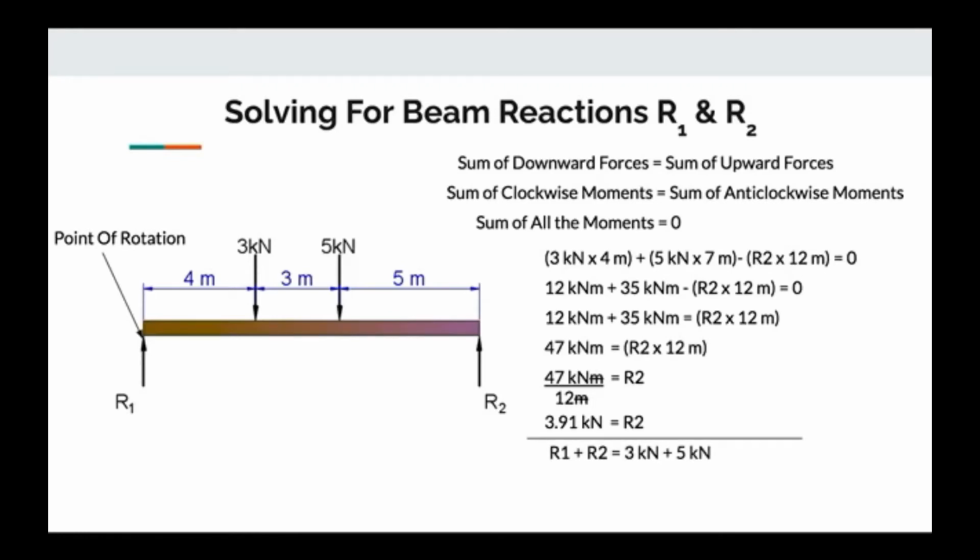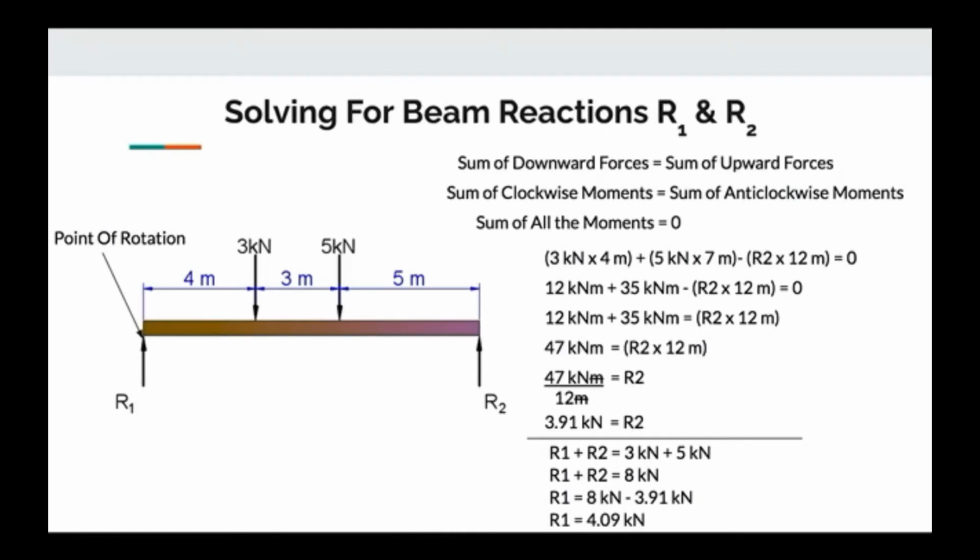Then the next line, since you know that the sum of upward forces will be equal to the sum of downward forces, you can apply this equation. And once you work it out and make R1 the subject, you'll arrive at your answer. And that answer will be 8 kilonewtons minus 3.91 kilonewtons, which will be 4.09 kilonewtons.